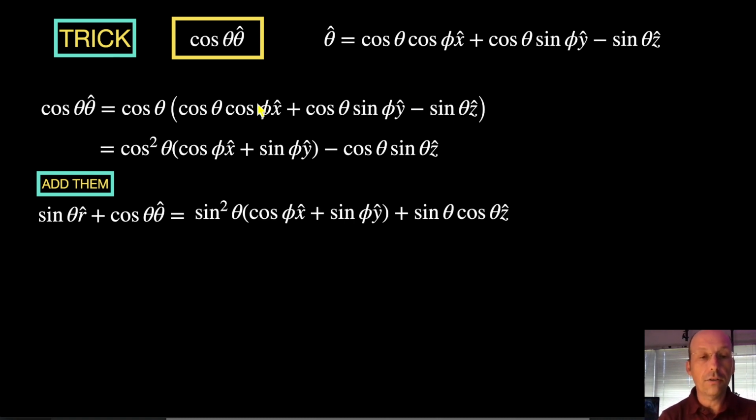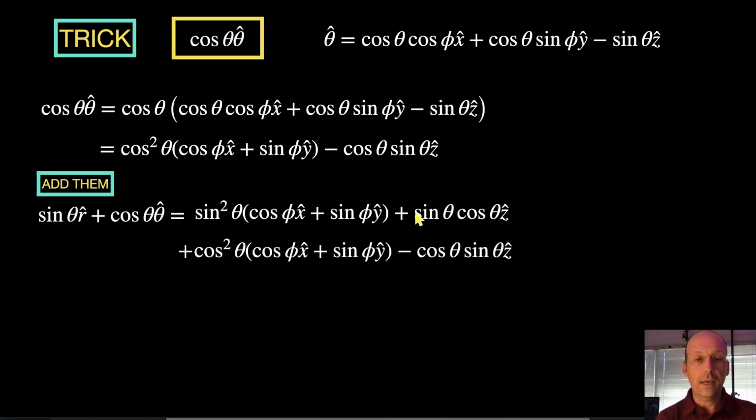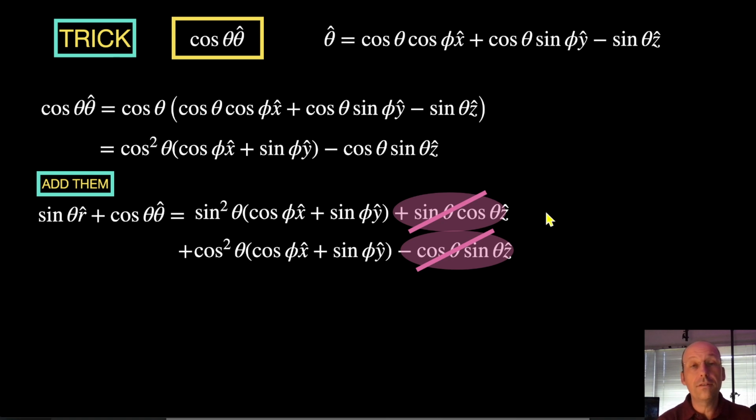So here's my sine theta r hat, that's just from the previous slide. And then here's my cosine theta theta hat right there. Now, you'll notice something super nice, because one of the things that we had a problem with was that the phi hat did not have a z coordinate in it. And if we do this, the z components cancel, the z hats cancel, because I have sine theta cosine theta z hat minus cosine theta sine theta, which is the same thing, z hat. So they cancel. Yay.